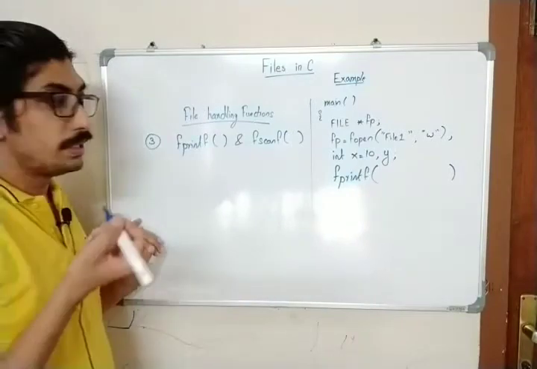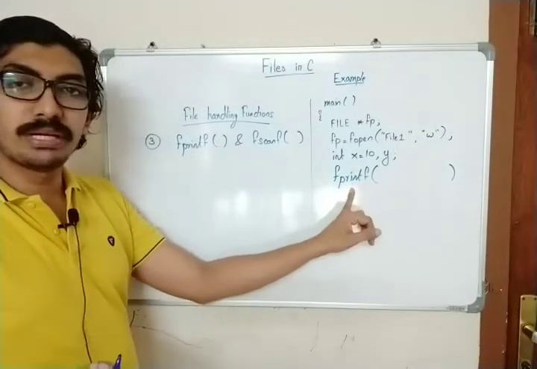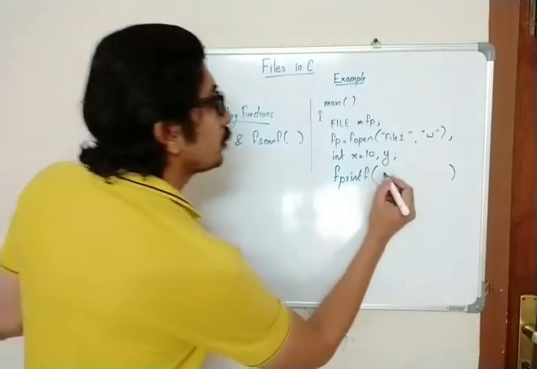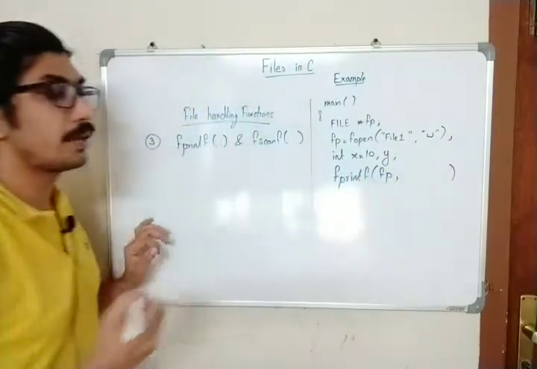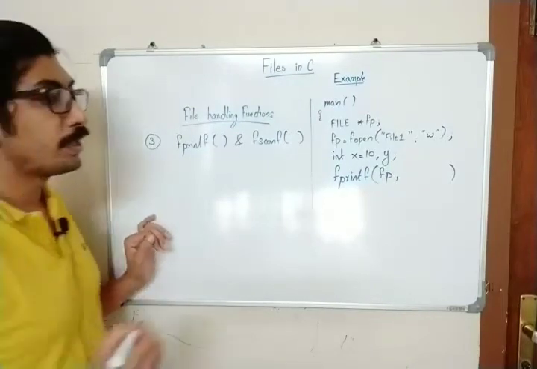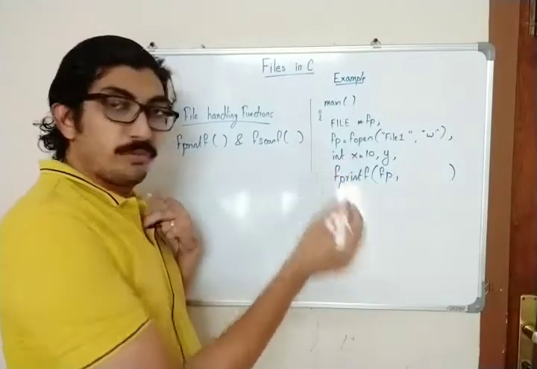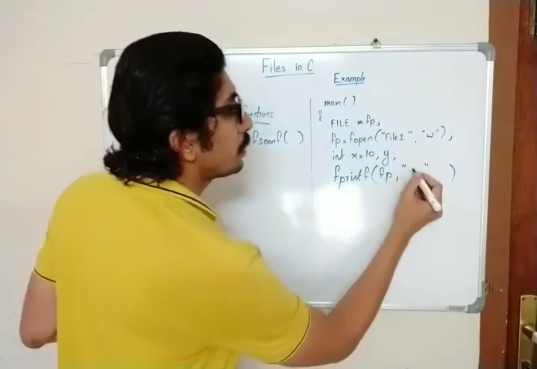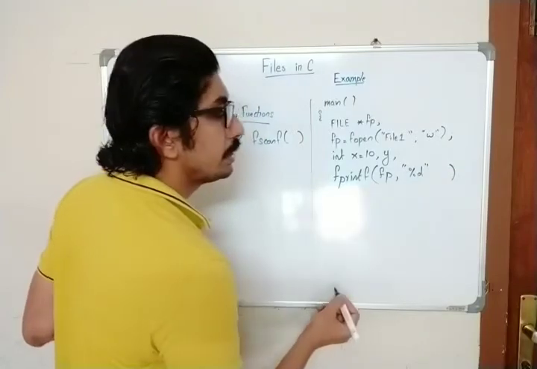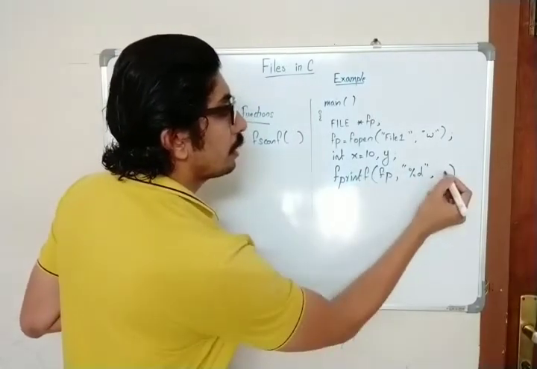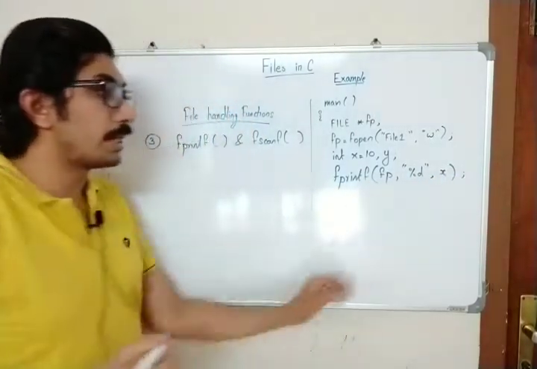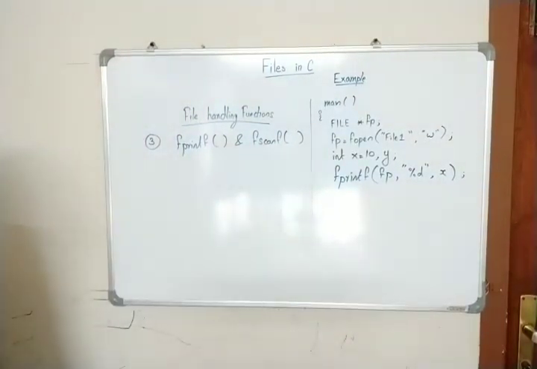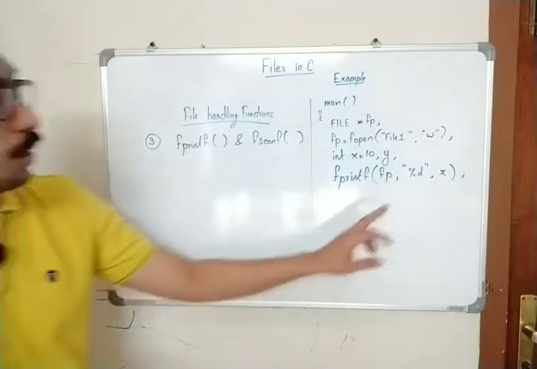Unlike fputs, in the case of fprintf, the first argument will be the file pointer. So we mention where you are going to store it, and if it is stored from a variable, we also specify the format. So it is %d, and the variable is x. So the content in x will be stored to the file pointer. So this is how you will be writing.